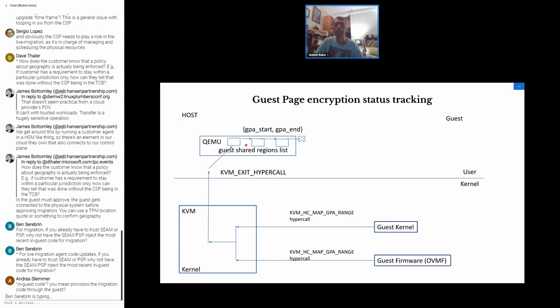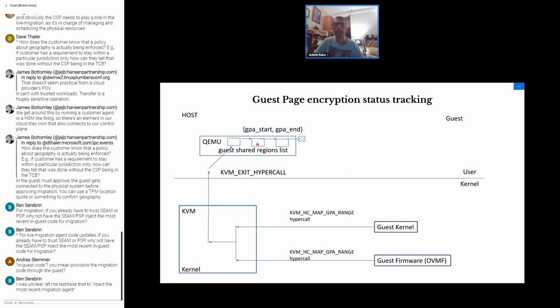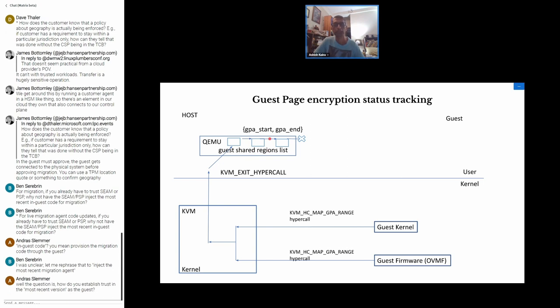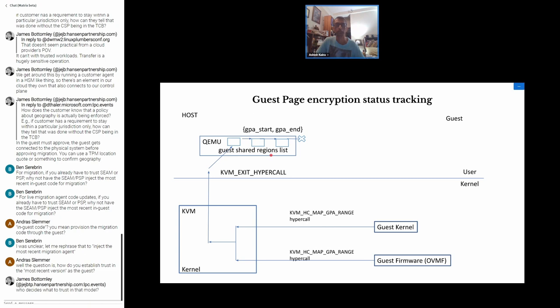So we decided on a shared region list, which is more like an interval list, just containing the ranges of memory which are unencrypted or shared by the guest. Both the guest kernel and the guest firmware make these calls and then exit out to QEMU to insert elements into the list. Or when the pages become encrypted again, they can just be removed from it. This portion of QEMU is still under discussion. The patches have been posted, so there are things to talk about and see if the implementation looks good or not.